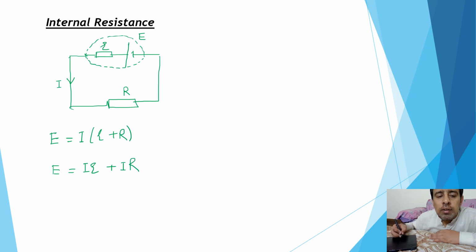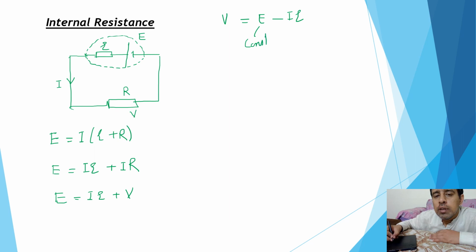This small r into I is the voltage against the internal resistor, and capital R into I is the voltage against the external resistor. This is also called the terminal voltage or terminal potential difference. So you may write it as Ir plus V, and if we make V the subject, then it is equal to E minus Ir. Here, this E is always constant.